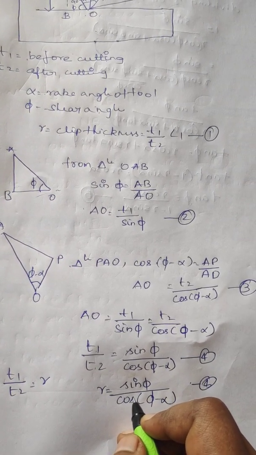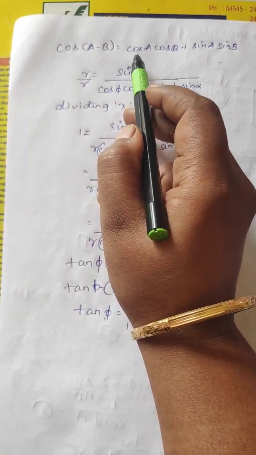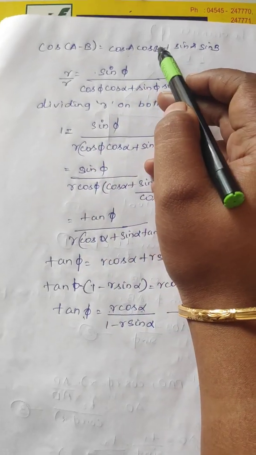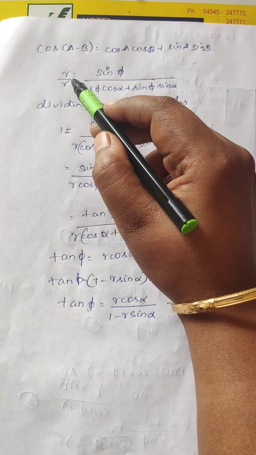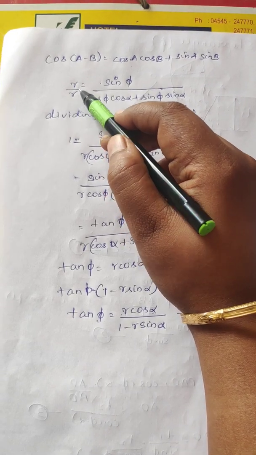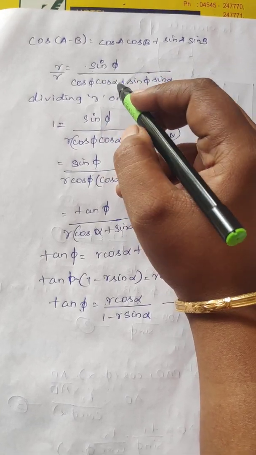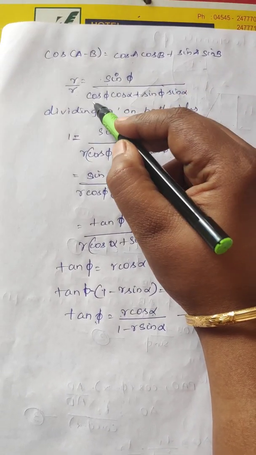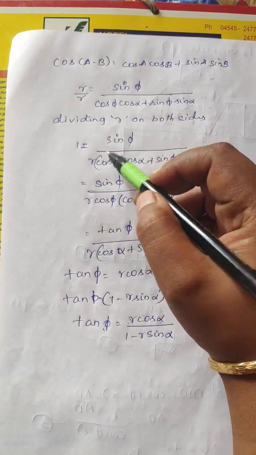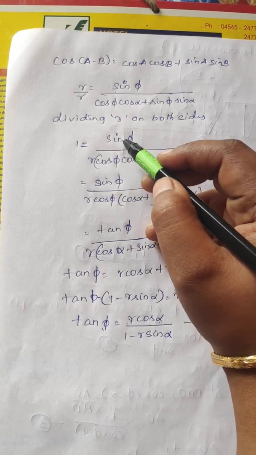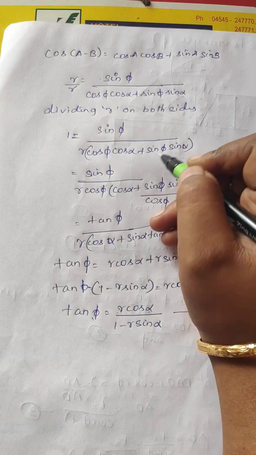We know the mathematical expression that cos of A minus B can be split as cos A cos B plus sin A sin B. So here we expand cos of phi minus alpha as cos phi cos alpha plus sin phi sin alpha, and we divide by r on both sides. We get 1 is equal to sin phi by r into cos phi cos alpha plus sin phi sin alpha.